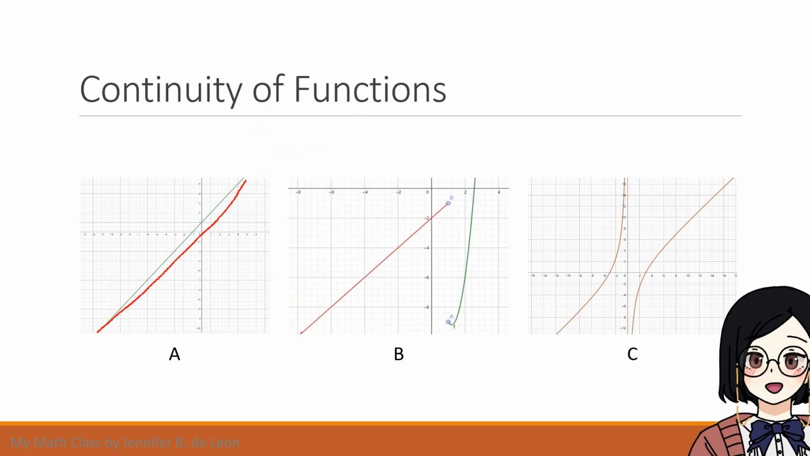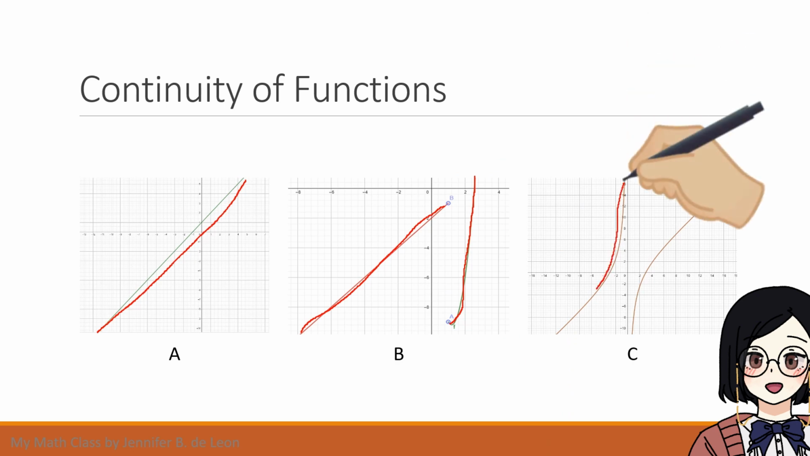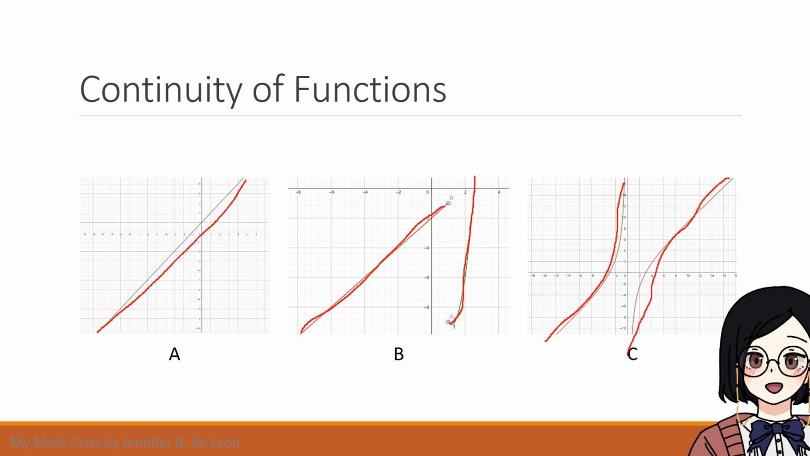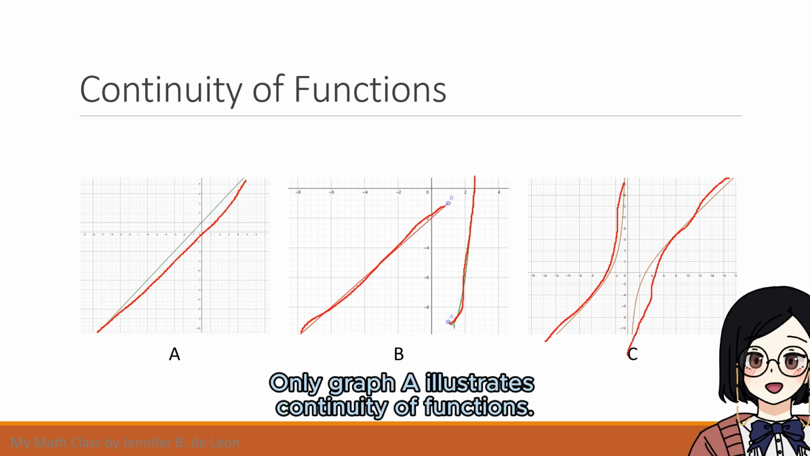While for option B, if we trace this graph, we need to lift our pen in order to trace the other parts of the graph. The same with option C, wherein we also need to lift our pen in order to trace the other portion of the graph. Hence, only the graph illustrated in A shows continuity of functions.